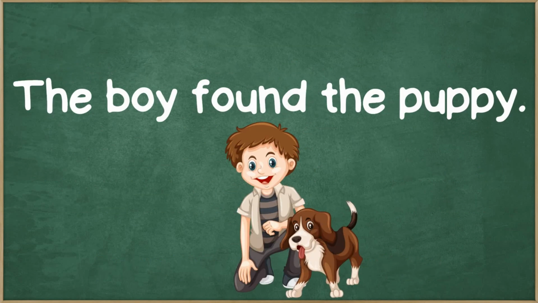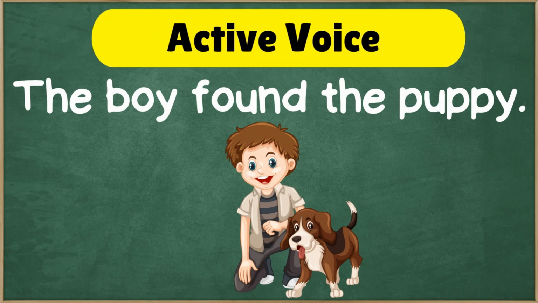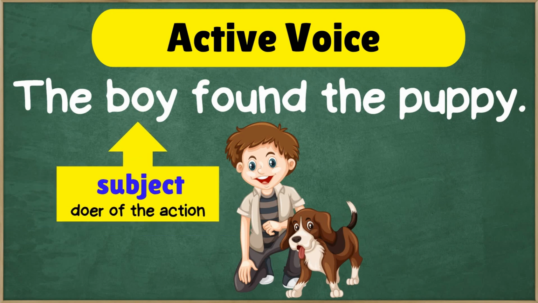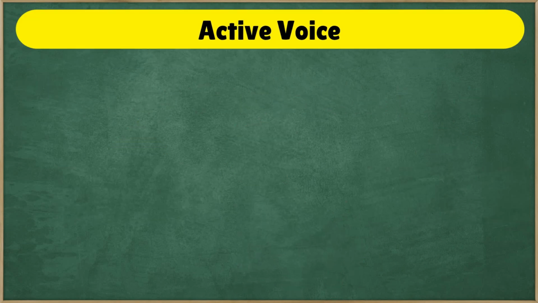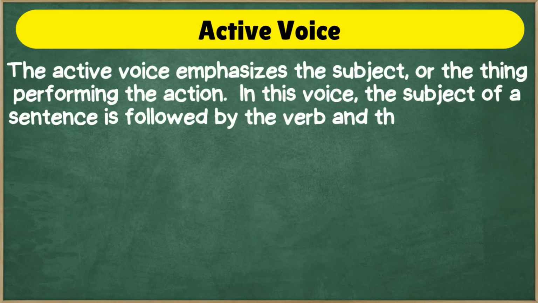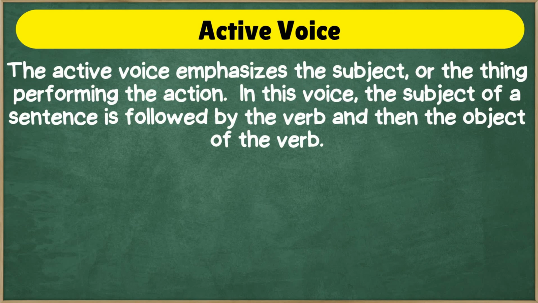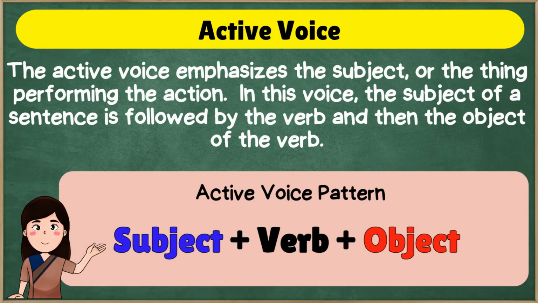Let us read this sentence. The boy found the puppy. This sentence is in the active voice. Why? Because the subject, which is the boy, is doing the action of finding. The object, which is the puppy, is receiving the action. The active voice emphasizes the subject or the thing performing the action. In this voice, the subject of a sentence is followed by the verb and then the object of the verb. The pattern is subject plus verb plus object.